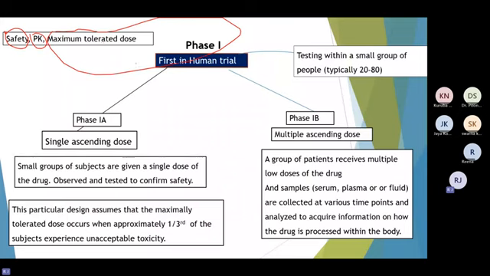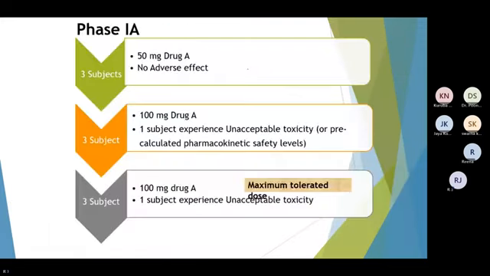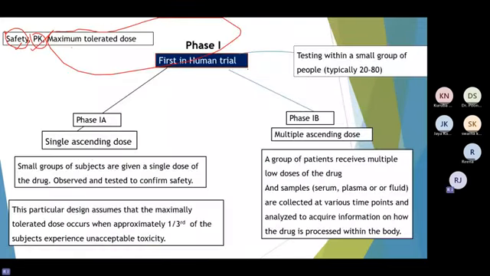So again, with the help of an example we will understand how these things are determined. Okay, but for now, just understand that we determine at least these three things: safety, that is first, then second is PK, and third is maximum tolerated dose. Okay, so again, phase one is further divided into two types: phase 1A and phase 1B. Phase 1A is called single ascending dose study, and phase 1B is called multiple ascending dose study.